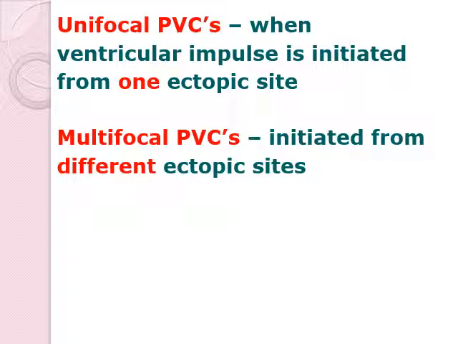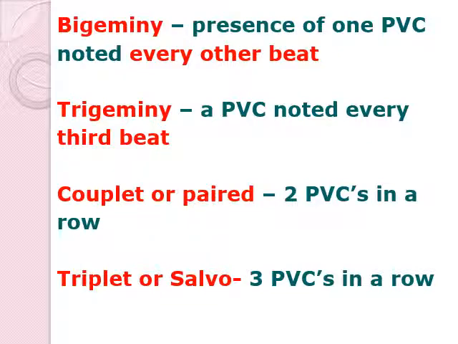There are different kinds of PVCs. They may be classified according to the focal point. It may be referred to as unifocal or multifocal. Unifocal means it originates from one ectopic site. Multifocal means it originates from different ectopic sites. It may also be classified as bigeminy or trigeminy. Bigeminy is the occurrence of PVC every other beat or every second beat, and trigeminy occurs every third beat.